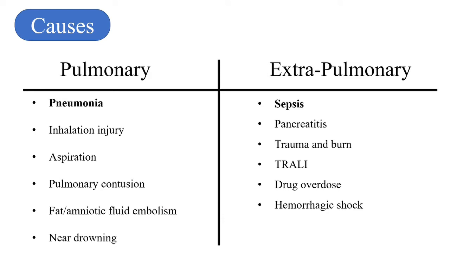The causes of ARDS include both pulmonary and extrapulmonary causes. The main pulmonary cause is pneumonia. Other causes include inhalation injury, aspiration, pulmonary contusion, fat or amniotic fluid embolism, and near drowning. The main extrapulmonary cause is sepsis. Other causes include pancreatitis, trauma, blood transfusion-related acute lung injury, drug overdose, and hemorrhagic shock.